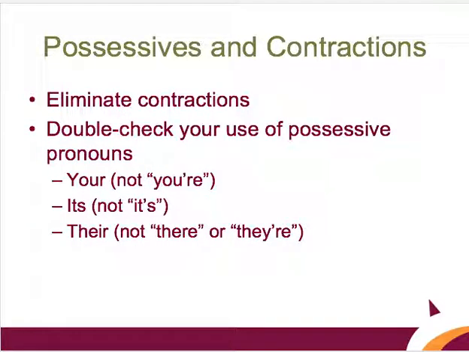Possessives and contractions: make sure you're doing those correctly. You can probably get rid of contractions. You don't need them, just spell it out. And just make sure again that you're using the appropriate word here.